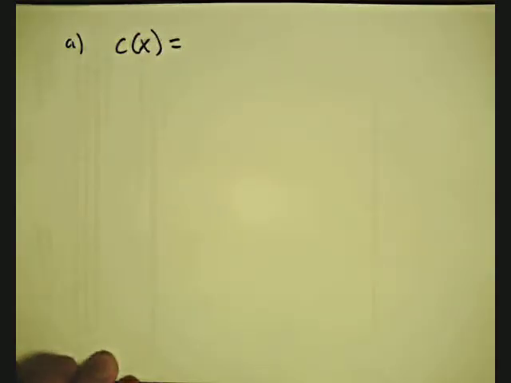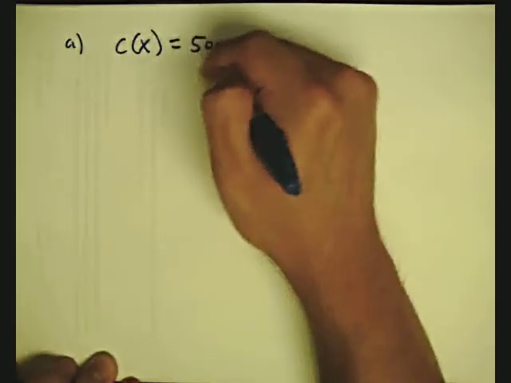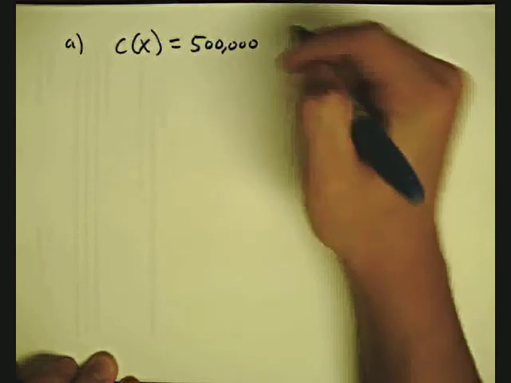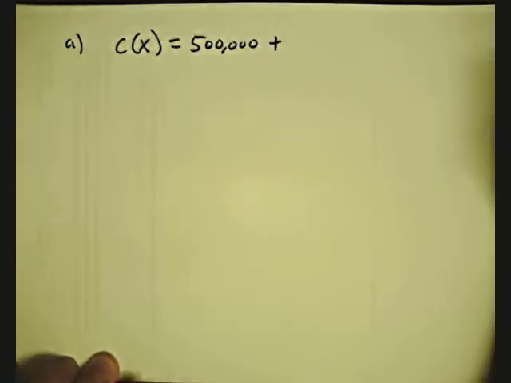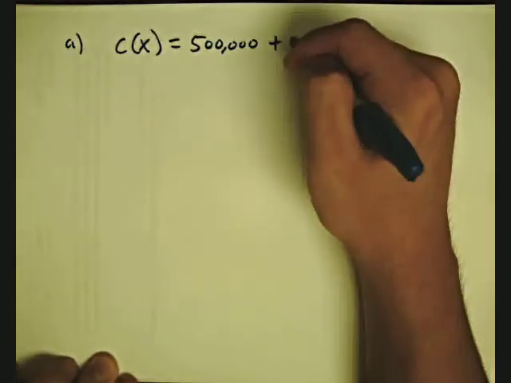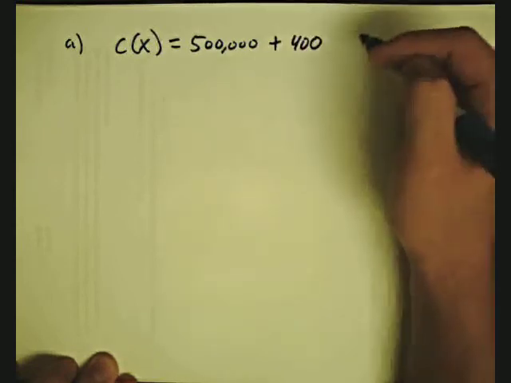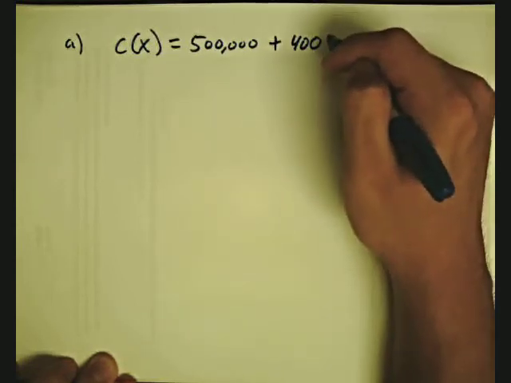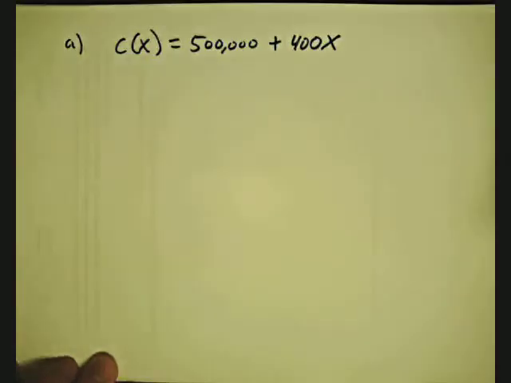So the cost function, we want to take the fixed cost, which the problem says is $500,000, and add to that the cost per unit. It says it costs $400 per chair, times the number of chairs we're going to make, which is represented by X. So there's your cost function.